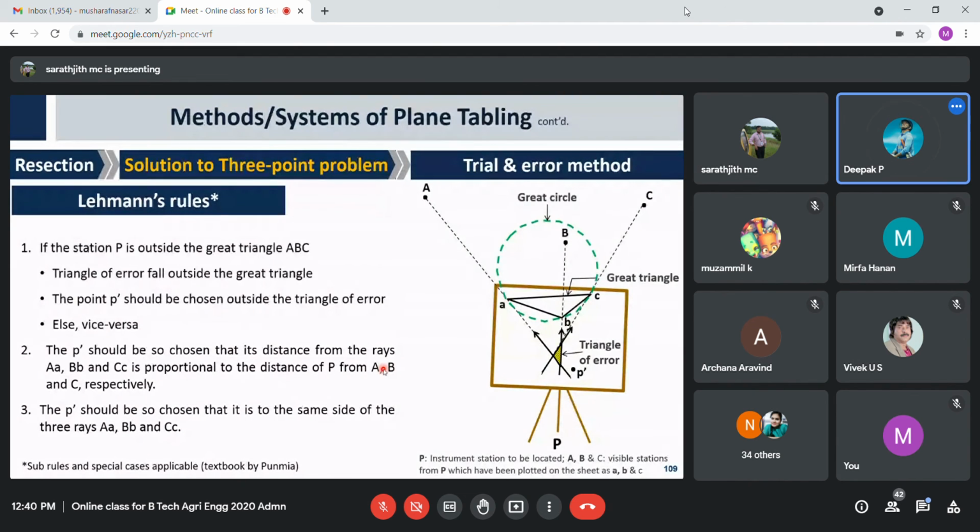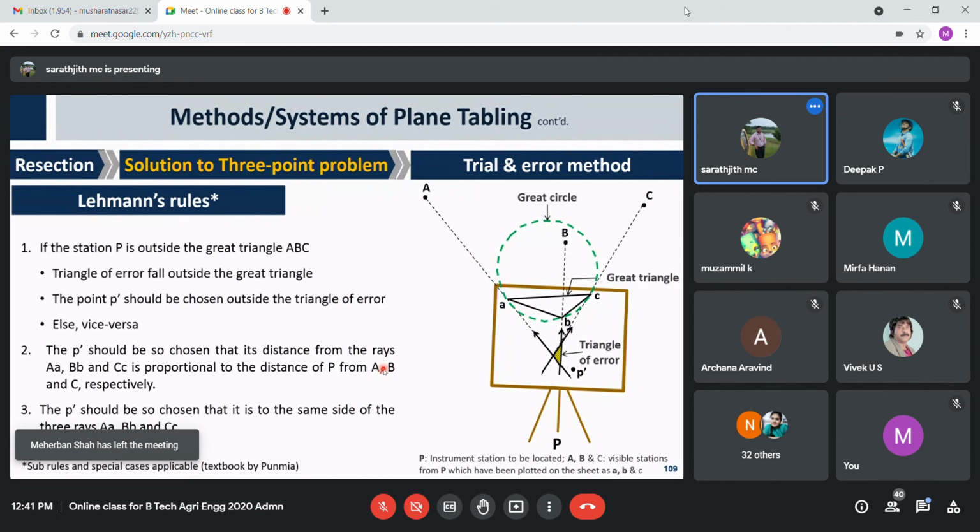Okay, so let us summarize. What is the three-point problem? The way you understood it. What is the three-point problem? Anyone, please?